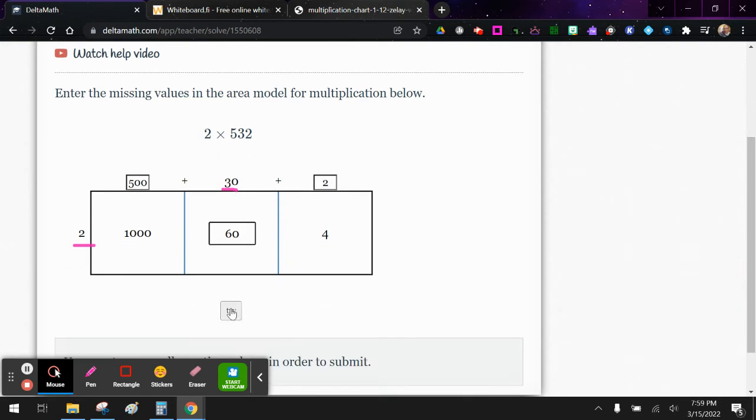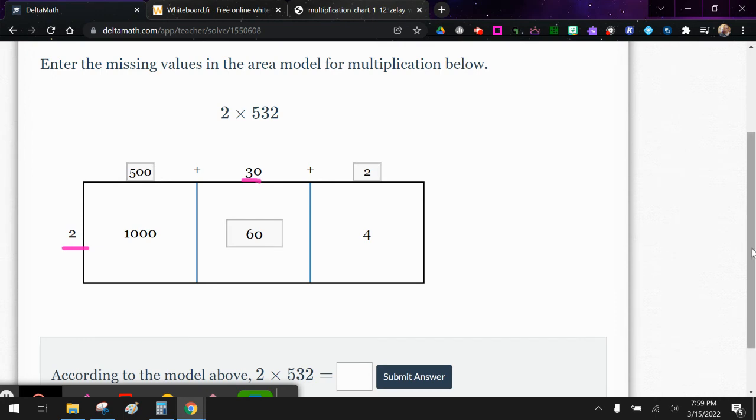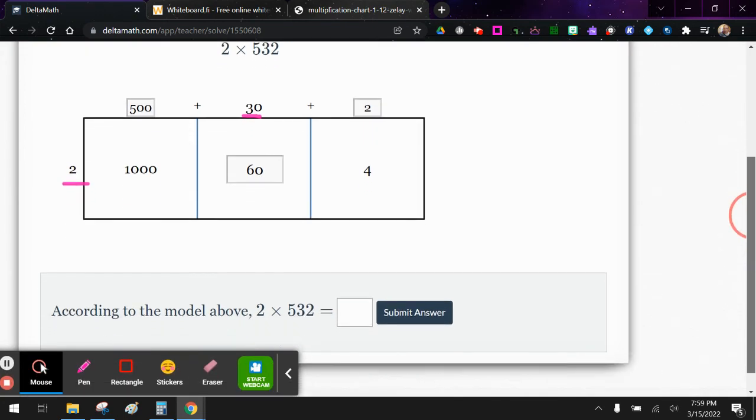Now we're going to click on the button that says try. Okay. So in order to figure out 2 times 532, we have actually broken everything down, multiplied each small value by 2, and now we can add them back all together again. So we're going to click on try. And if it's correct, 9 times out of 10, you go to the next part.